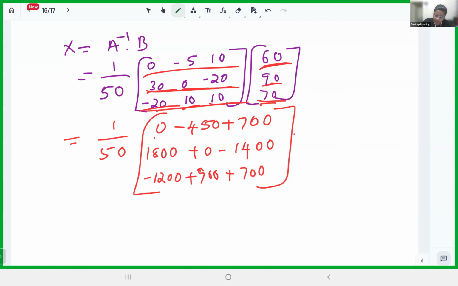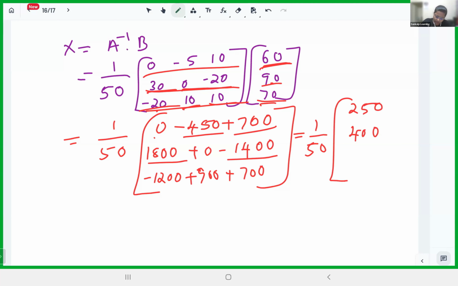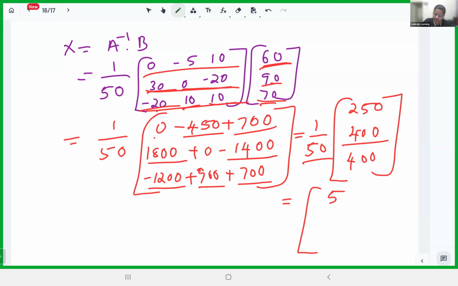So, what are the values here? 1 by 50 into 700 minus 450, that is equal to 250, right? Then 1800 minus 1400 is equal to 400. Minus 1200 plus 900 means minus 300, plus 700 means it is also 400. So this is 250 by 50. What is the answer? It is 5. And 400 by 50 is 8. And again 400 by 50 is 8.